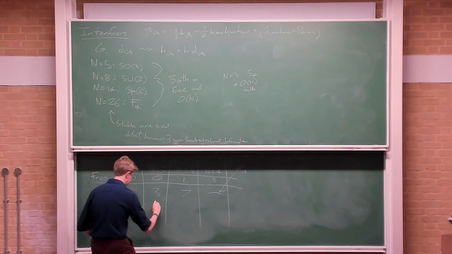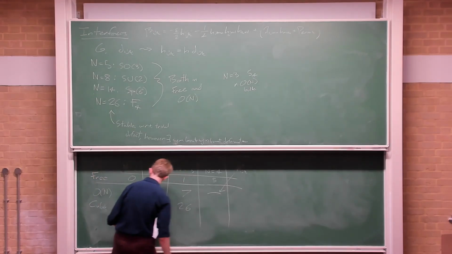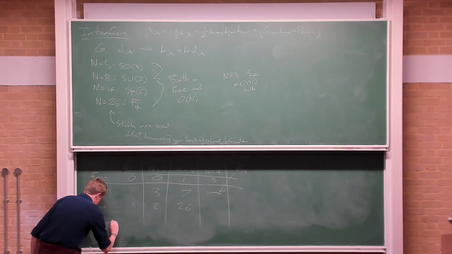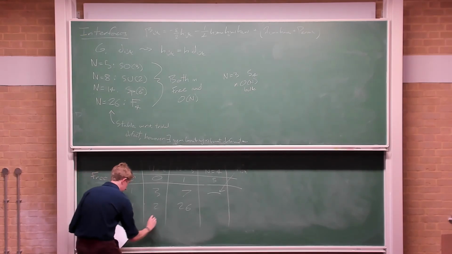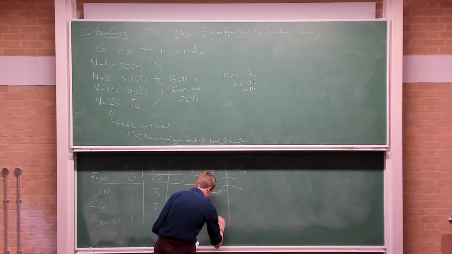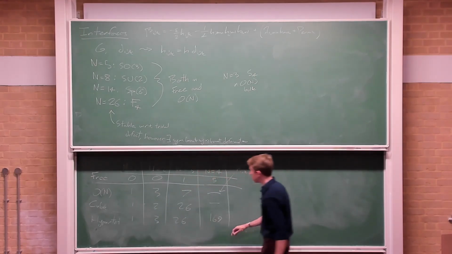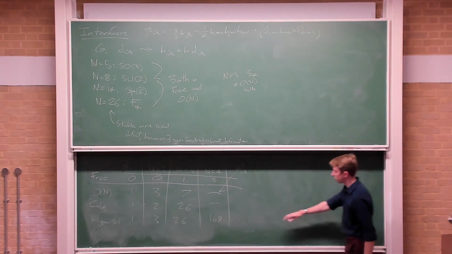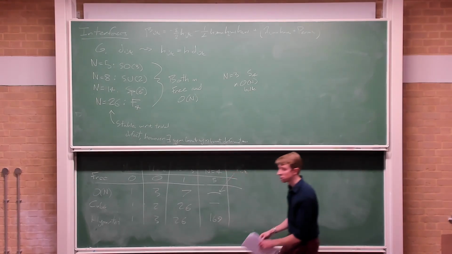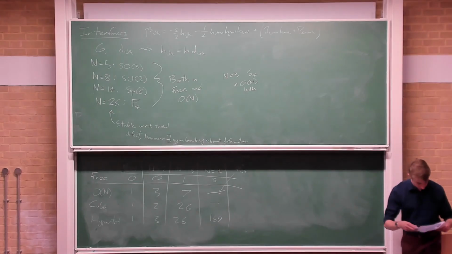That's 1, 2, 26. And then for the hypertetrahedral, it's 1, 3, 26, 169, and so on. So you see the number of fixed points increases very, very quickly. That's what I want to highlight.